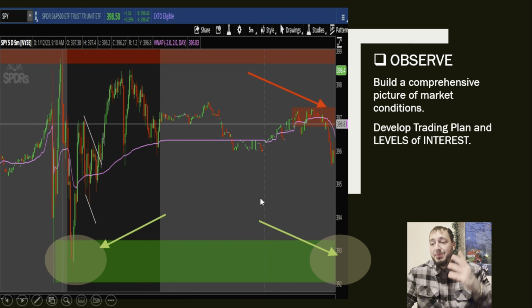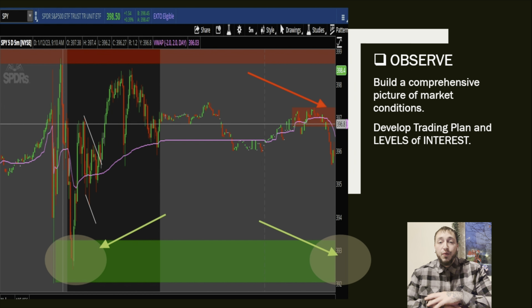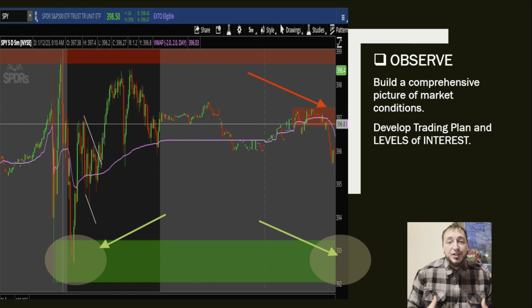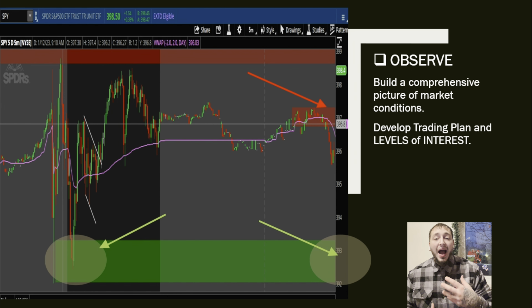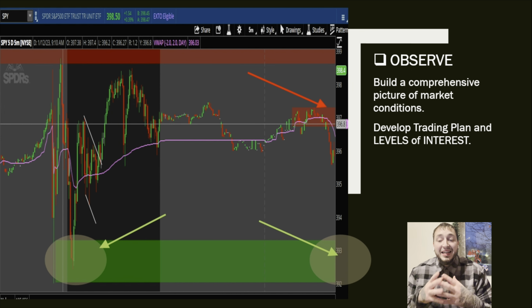The first one is observe. Build a comprehensive picture of the market conditions. This is what I do before I get into any trade, and we post them on the Discord: identify your levels and identify what your edge is, because your edge gives you a higher probability of success. Basically, identify what you want out of the market today. And this is vital: not to become biased.